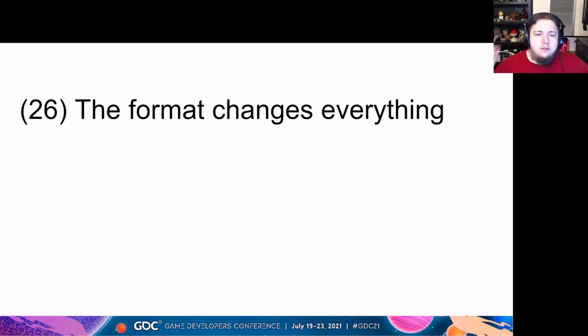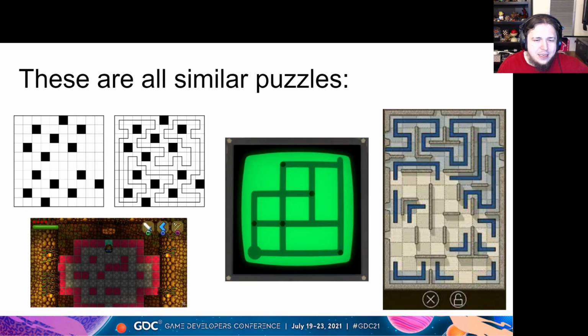Next lesson is the format changes everything. I want to show you a few examples of puzzles that are almost all the same. These are all puzzles where you have to draw a path that sort of goes through everything on the grid. And so on this left, this is a puzzle called Simple Loop. It's a paper-based logic puzzle. You have to draw a loop that passes through every tile exactly once, not including the shaded ones.